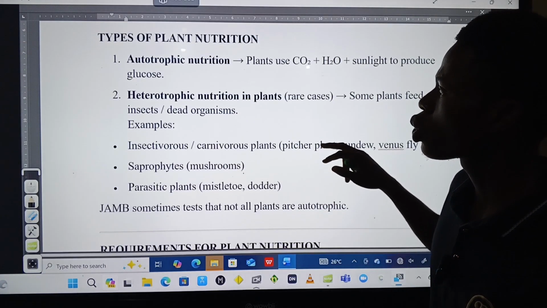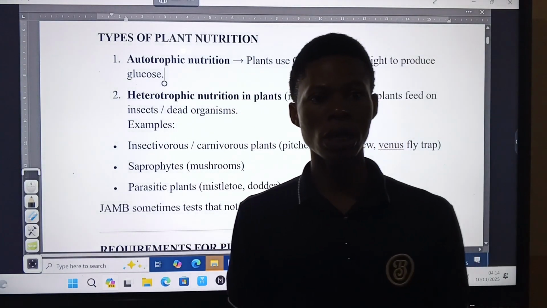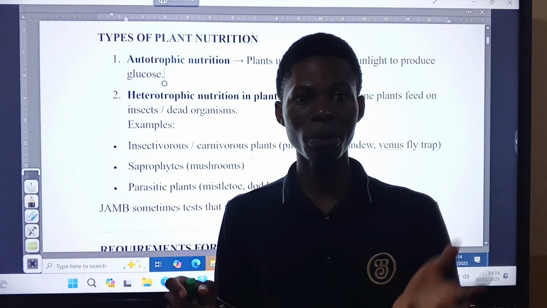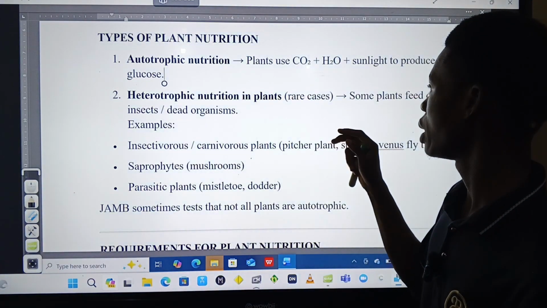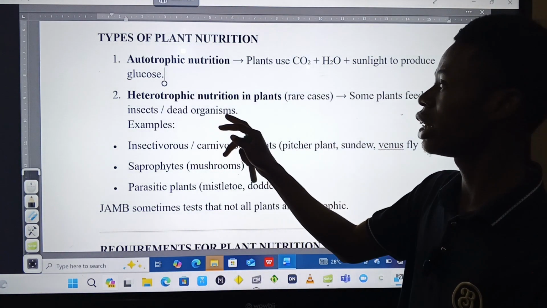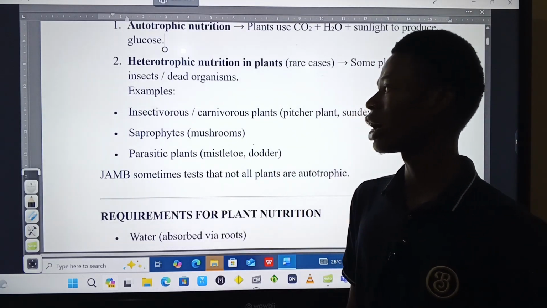But some plants also carry out heterotrophic mode of nutrition. Heterotrophs are those that cannot manufacture their food. Do you understand? Some plants cannot manufacture their food. And JAMB will test your ability here. So in some rare cases, some plants feed on insects or dead organisms. For example, we have insectivorous or carnivorous plants.